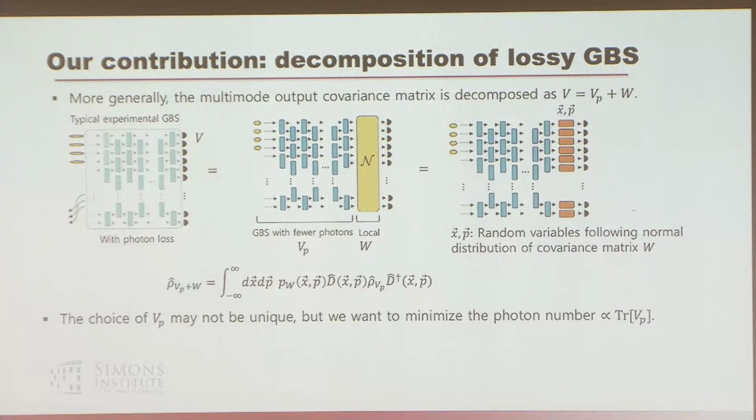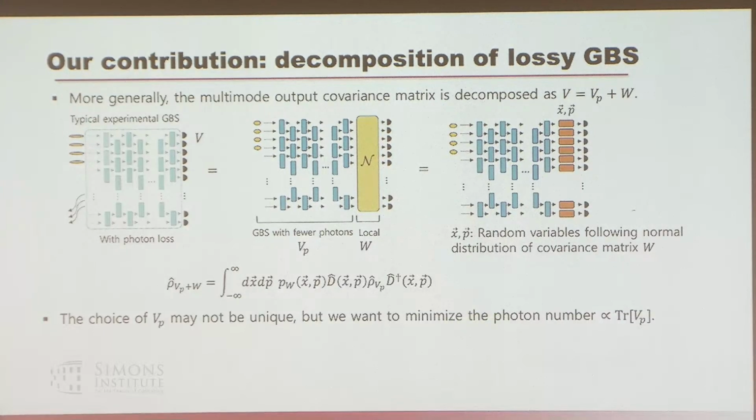And as I emphasized, the choice of this VP matrix may not be unique. So we have to choose a particular decomposition. But what kind of decomposition should we choose? Our purpose is to simulate such a circuit, so we want to minimize the computational cost of simulating it. As I said, the hard part is the first layer, and the easy part is the second layer. So we want to minimize some quantity of the first layer, and the choice we made is to minimize the photon number of the first layer.